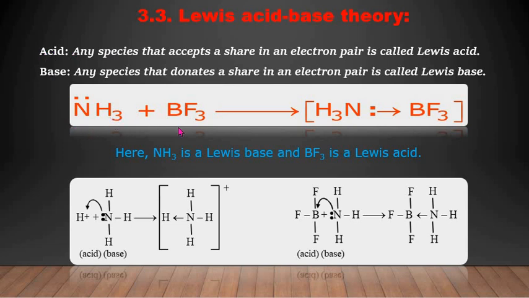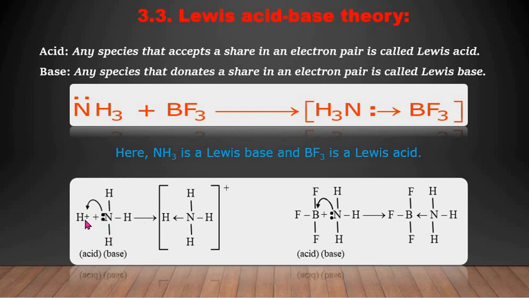Here is the example of NH3 plus BF3 giving NH3BF3. Here NH3 has a lone pair. NH3 donates the lone pair to the BF3. It donates, hence it is a base. BF3 accepts, and hence it is an acid. So NH3 is the Lewis base, and BF3 is the Lewis acid.